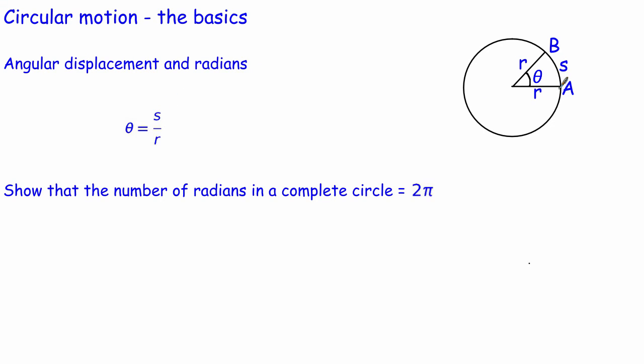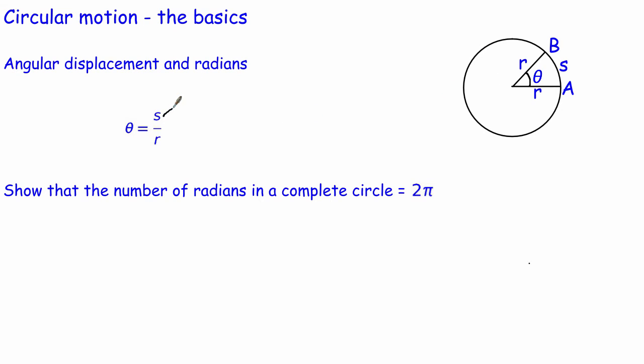So here we've got something moving in a circle. Let's imagine it starts at A and it's moving round on this circle to B. The radius of the circle it's moving in is R and it moves through this angle theta here. Now we can define the angular displacement, basically the angle it moves through, like this.